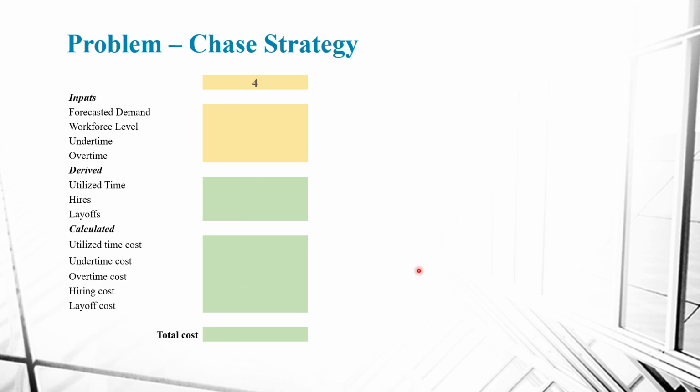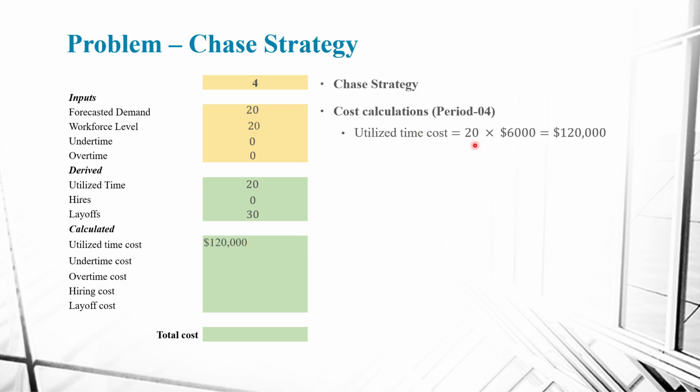For period 4, we have the forecasted demand, that is 20 workers. We set the workforce level at 20. There will be no undertime and no overtime. We will utilize the time of 20 workers. We will hire no workers in time period 4. Since we have 50 employees in the workforce from period 3, there will be 30 layoffs in time period 4. The cost calculation for time period 4 includes the utilized time cost of 20 workers.